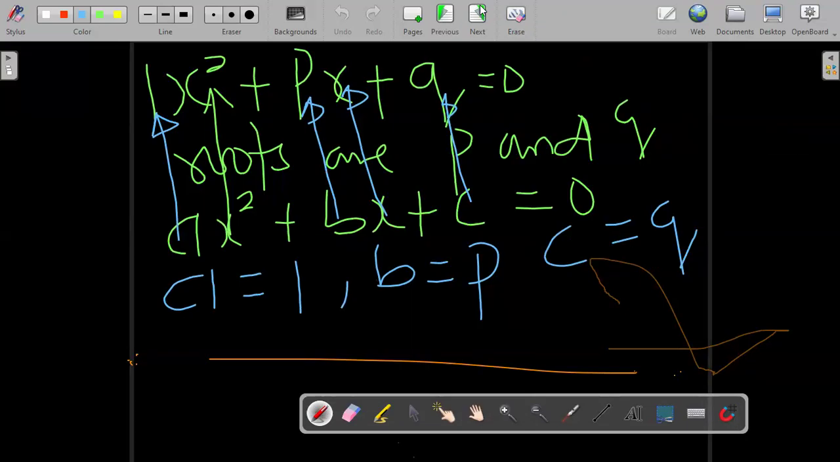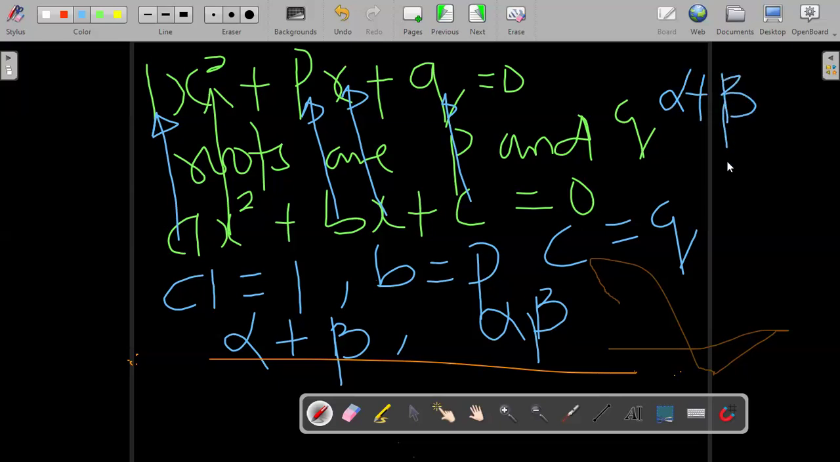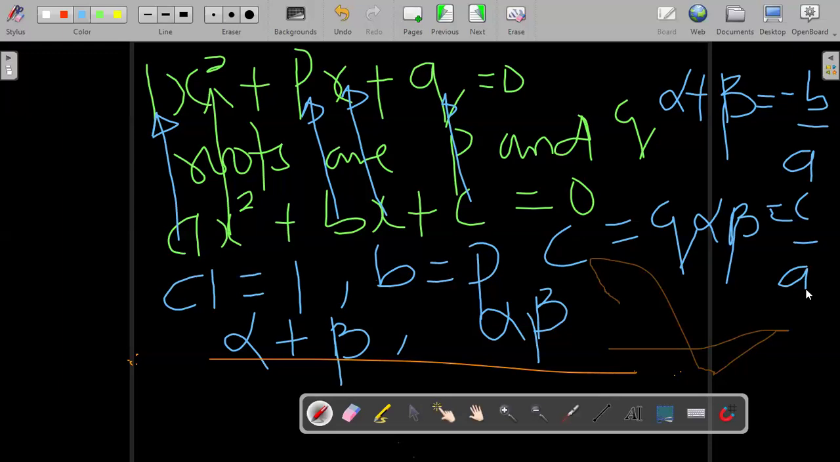So under the rule, we have sum of roots. We also have product of roots. The sum of roots is called alpha plus beta. Product of roots is called alpha beta. And sum of roots, alpha plus beta, is simply minus b over a. That's the expression for sum of roots. While product of roots, alpha beta, the value is c over a. Those are the two expressions for sum of roots and product of roots.